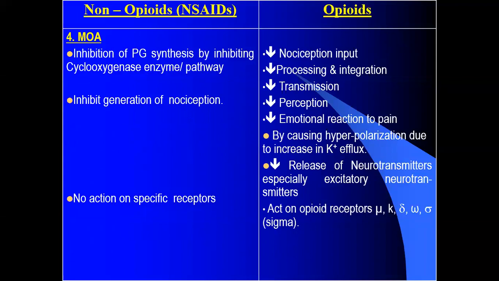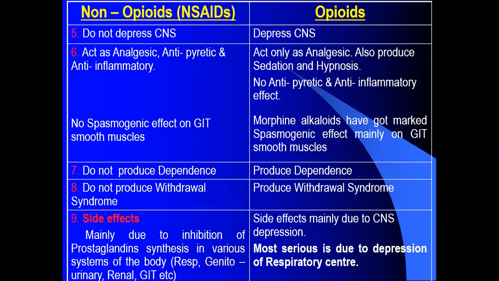How does this happen? By causing hyperpolarization due to increase in potassium efflux, decreased release of neurotransmitters, especially excitatory neurotransmitters, and actions on the opioid receptors. So we have mu, kappa, delta, epsilon, and sigma. NSAIDs do not depress the CNS. However, opioids depress the CNS. NSAIDs, you all know, act as analgesic, antipyretic, anti-inflammatory, with no spasmogenic effect on the GI smooth muscles. However, opioids act only as analgesic, also produce sedation and hypnosis, with no antipyretic and anti-inflammatory effects. Morphine alkaloids have a marked spasmogenic effect, mainly on GIT smooth muscles.